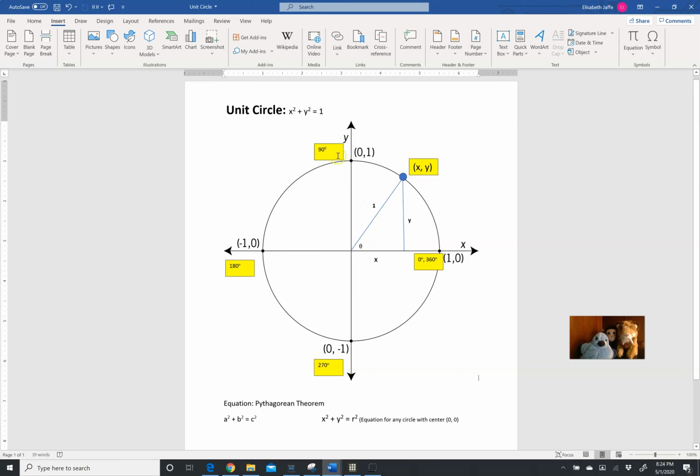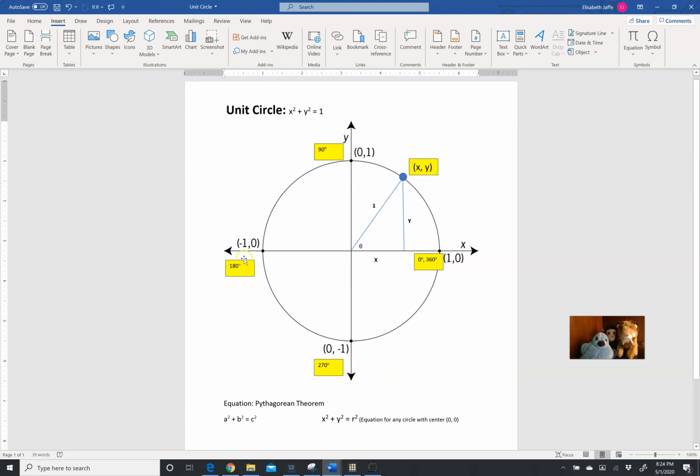The sine of 90 degrees is 1, and the cosine of 90 degrees is 0. The sine of 180 degrees is 0, and the cosine of 180 degrees is negative 1. Down here, the sine of 270 degrees is negative 1, and the cosine of 270 degrees is 0. And finally, when we come back to 360 degrees, the sine of 360 is 0, and the cosine of 360 is 1. Okay, so this is the unit circle and everything that you need to know about it, and we're going to be working with this a tremendous amount in the next couple of lectures.